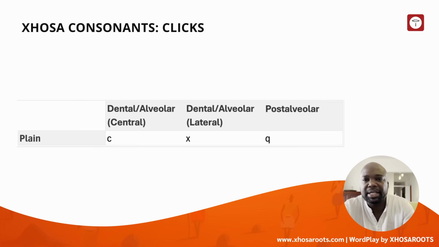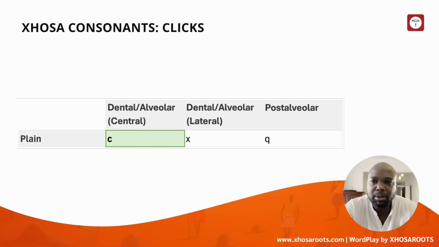Now, if we look at the dental clicks, these are made with the tongue against the teeth, and the dental or central dental clicks, or more specifically, they are using the front teeth. This is the sound. So these are the dental clicks, central dental clicks.